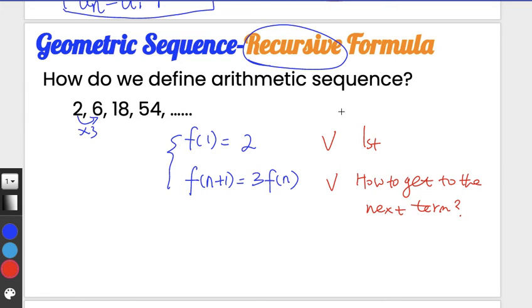And in a geometric sequence, since we always need to multiply by a common ratio, we give the first term and the common ratio. So that's it. That's how we define the recursive formula. Very straightforward, right? So this is just a basic introduction to the geometric sequence.